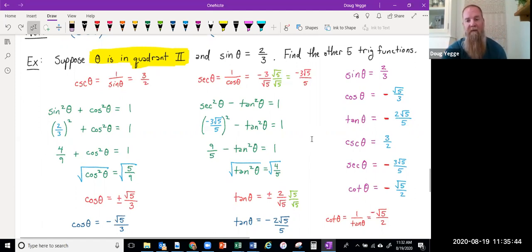So now that we know the reciprocal identities, the Pythagorean identities, and the quotient identities, which are showing relationships between the trigonometric functions for any angle, we're now going to be able to find values given certain ratios.